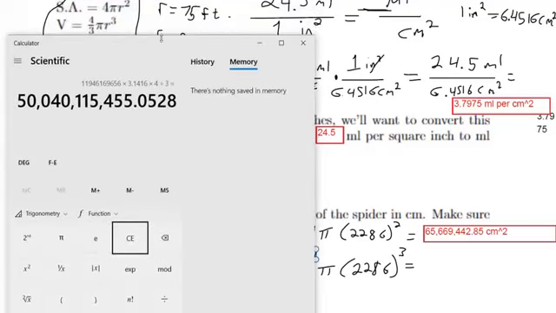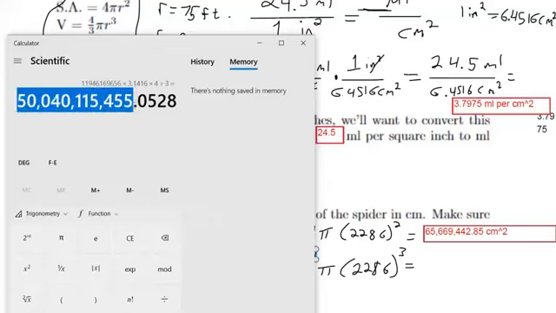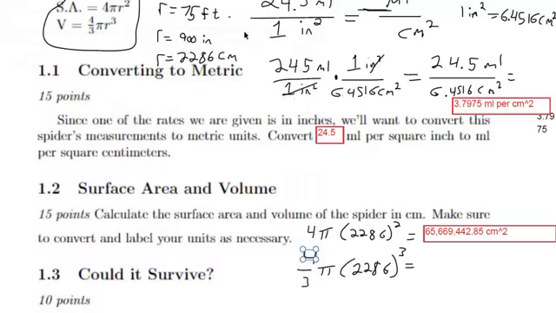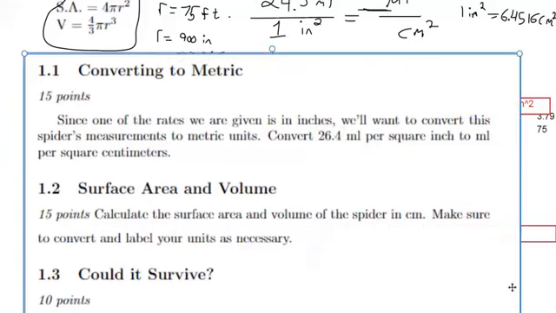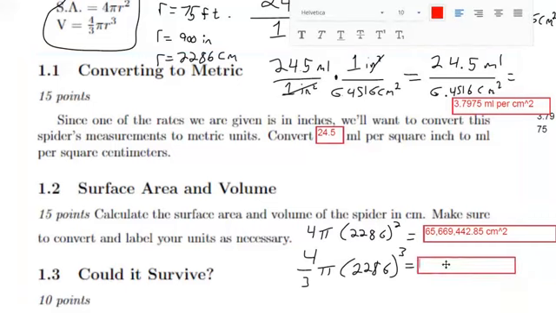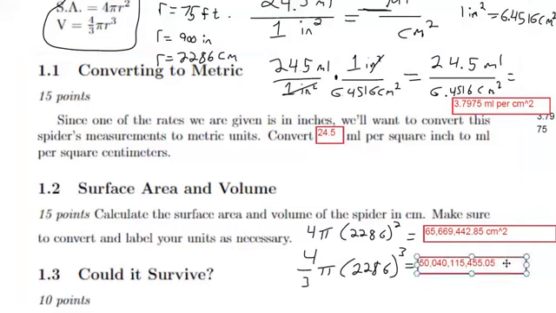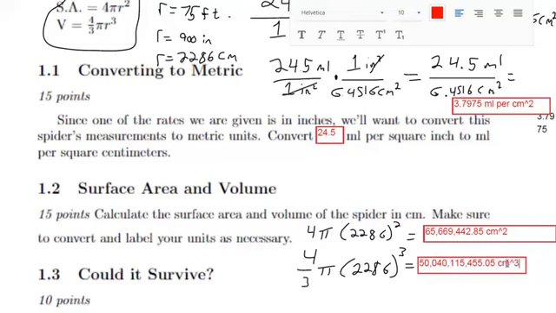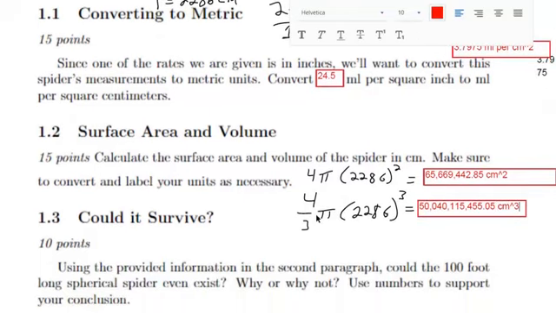So for the volume, we've got 50,440,115,455 and 5 hundredths of centimeters cubed, because it's volume, it's 3 dimensions, so we cube it. All right, obviously a huge spider, so in centimeters, it could be a huge number.